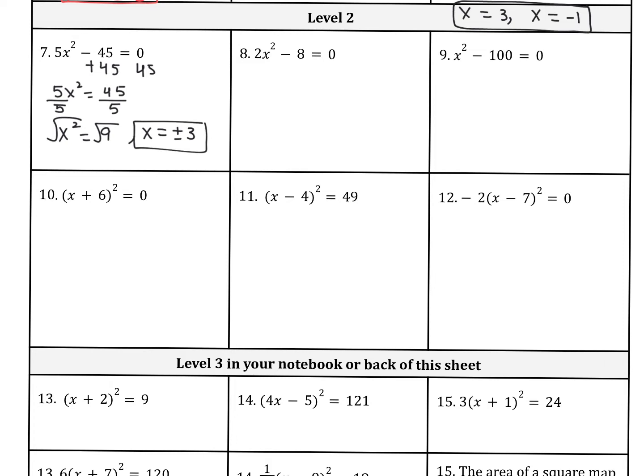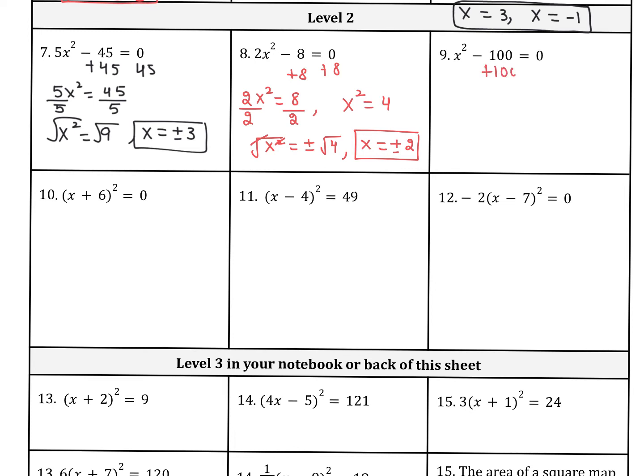For number 8, when you add 8 on both sides, you got 2x squared equals 8. Divide with 2, you got x squared equals 4. To remove the square from the top, because you want x by itself, you're going to take the square root on both sides, and that becomes plus or minus square root 4. Square and square root cancel. x equals plus or minus 2.